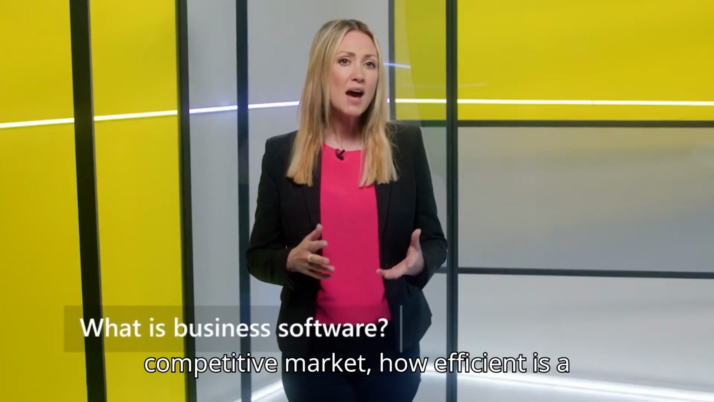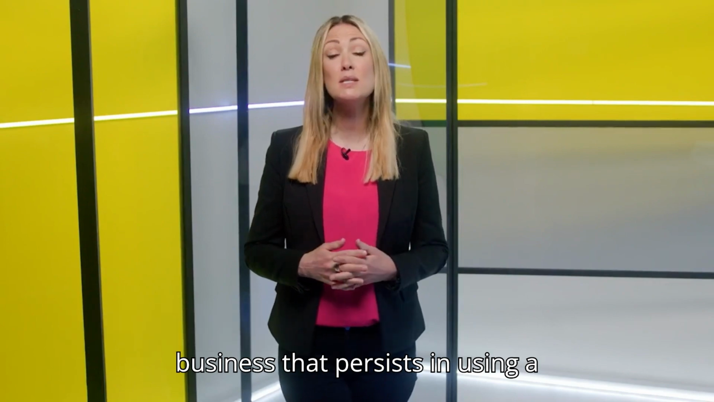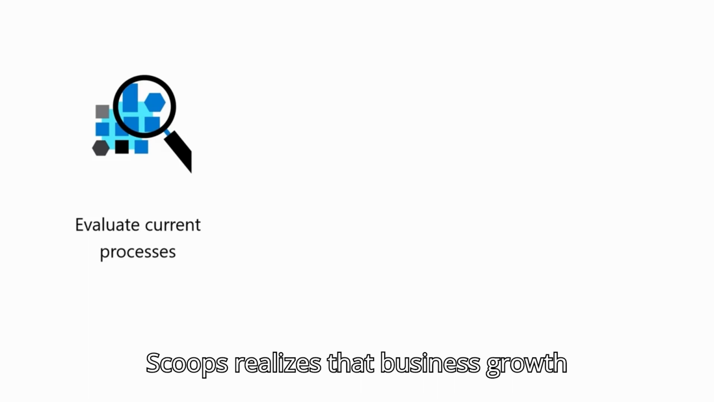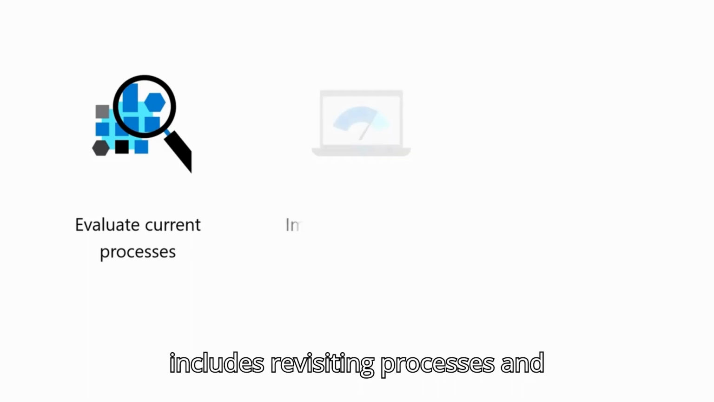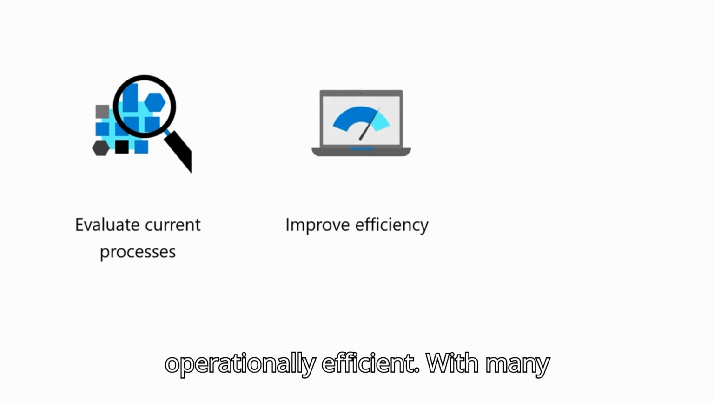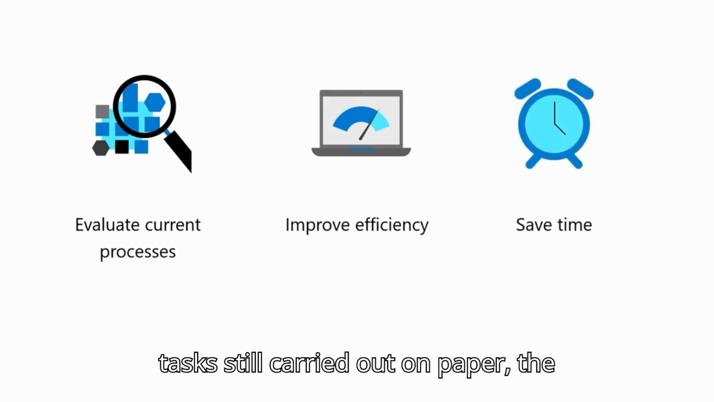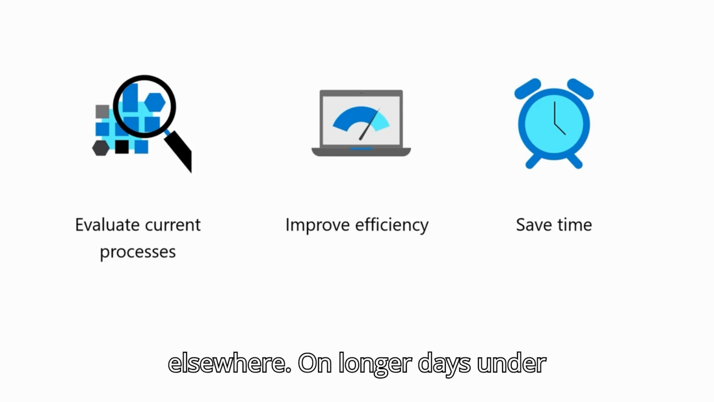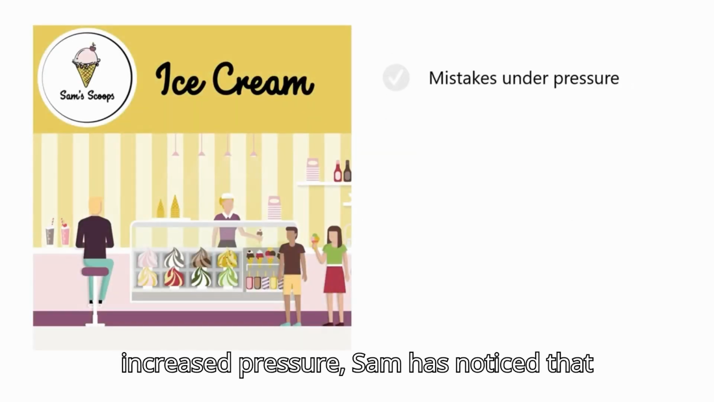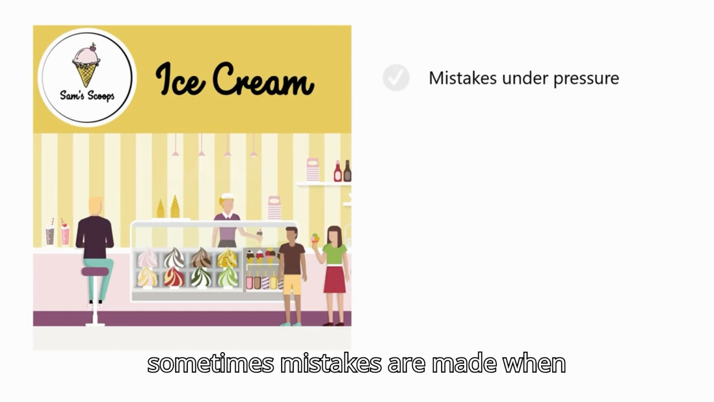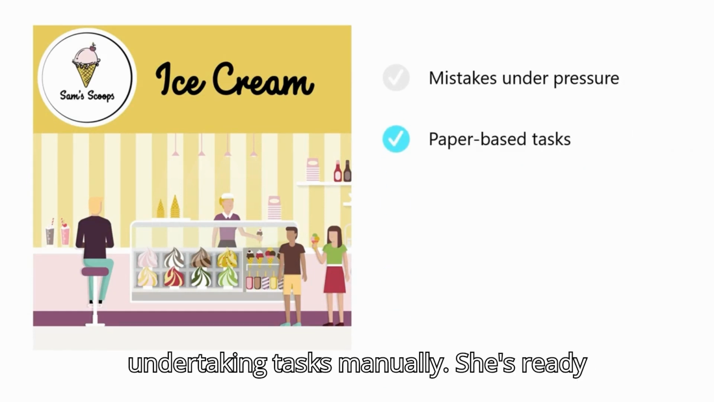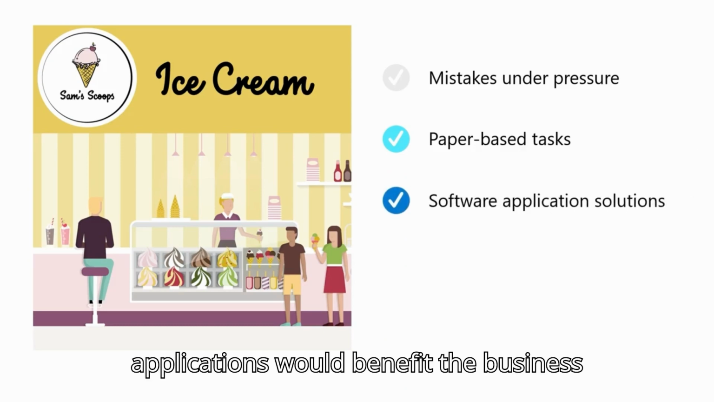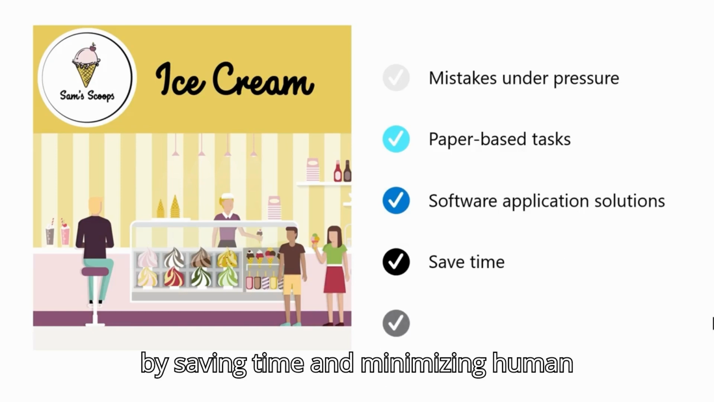With technology today and the fierce competitive market, how efficient is a business that persists in using a paper-based system? Sam from Sam Scoops realizes that business growth includes revisiting processes and investigating ways to become operationally efficient. With many tasks still carried out on paper, the time spent doing this can be time spent elsewhere. On longer days under increased pressure, Sam has noticed that sometimes mistakes are made when undertaking tasks manually. She's ready to consider which business software applications would benefit the business by saving time and minimizing human error.